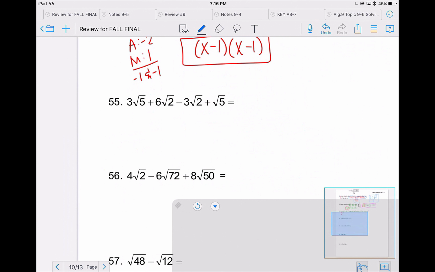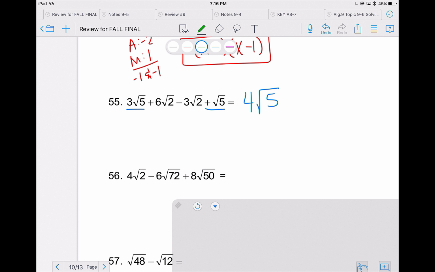For problem 55, when I add radicals, I combine my like terms. So I have 3 square roots of 5 and 1 square root of 5 for a total of 4 square roots of 5. I have 6 square roots of 2, and I'm taking away 3 of them for a total of 3 square roots of 2.